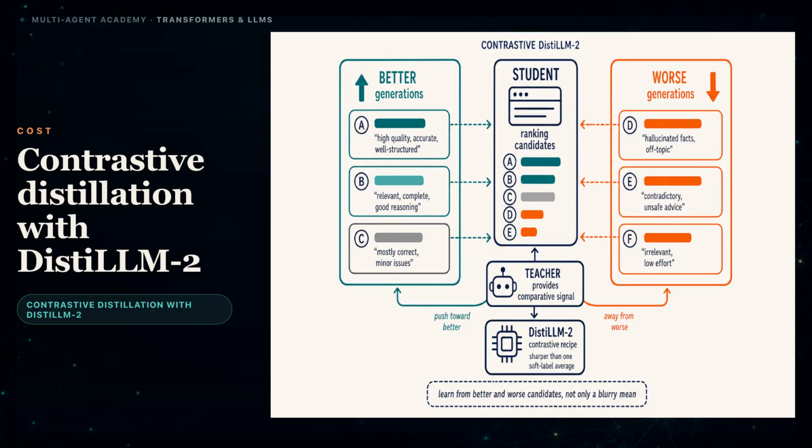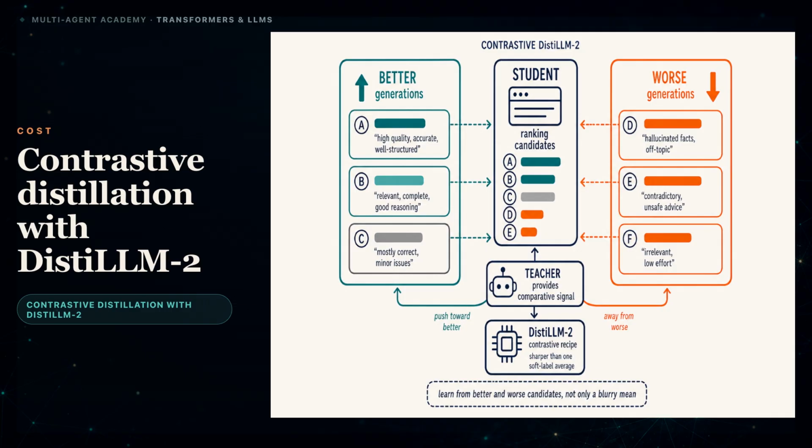A single teacher target tells the student what to imitate, but it may not show clearly which alternatives should be avoided. Contrastive distillation trains from comparisons between stronger and weaker responses. The student learns to increase the probability of responses judged closer to the teacher's desired behavior and decrease the probability of weaker alternatives. DistiLLM-2 uses this comparative signal for language model distillation. The useful intuition is similar to learning from a positive and a negative example at the same time.